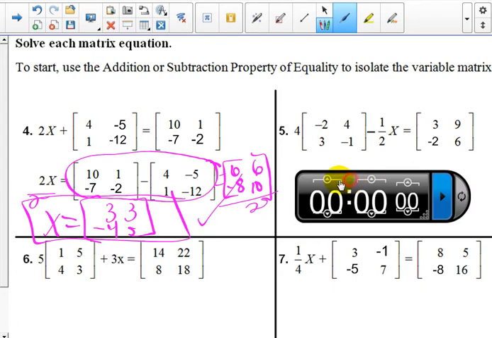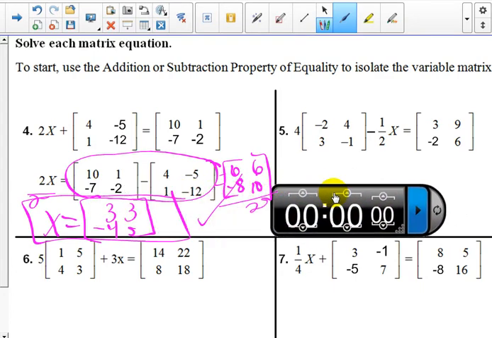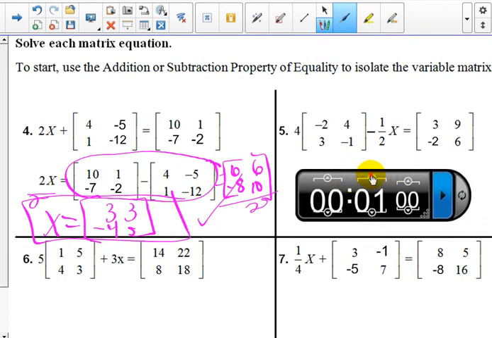Okay, let me give you 3 minutes to work as far as you can. So on 5, 6, and 7, work as far as you can in 3 minutes. Starting now. And I'll give you the answers at the end. So if you don't get it right, you can go home and work it to the correct answer.